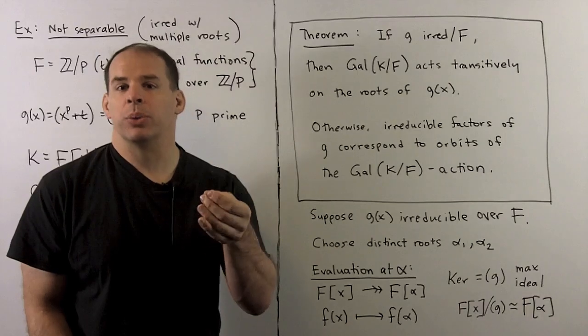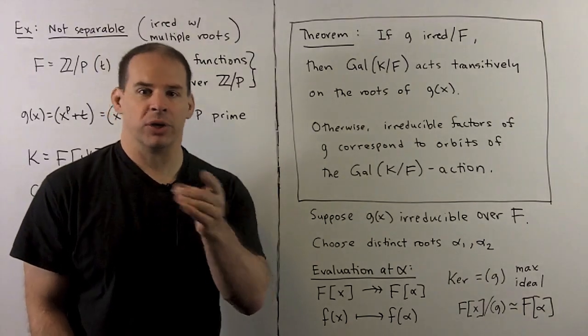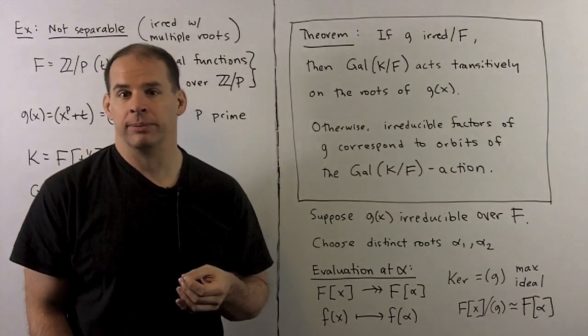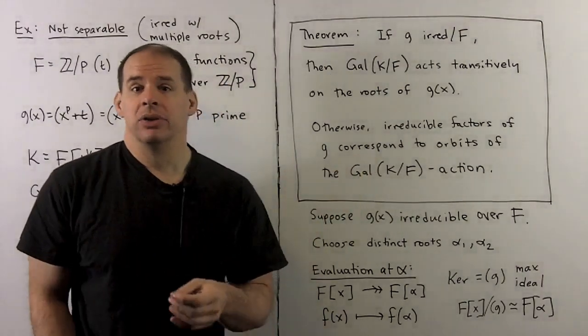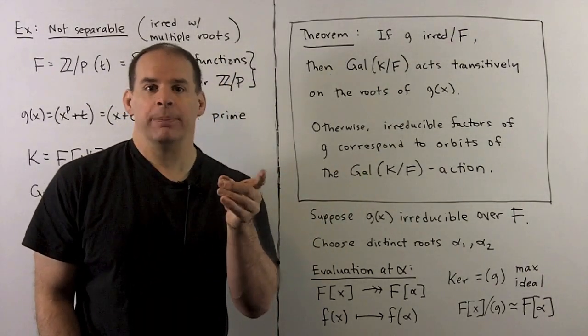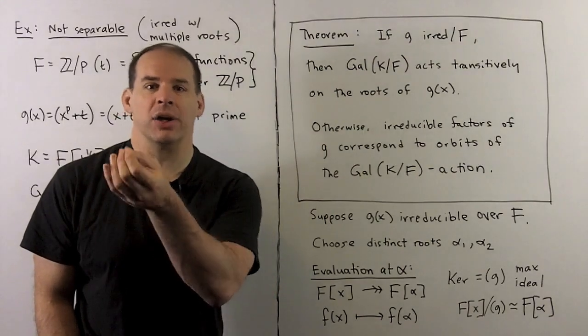Now, it's enough just to suppose G is irreducible over F. We could just be picking out a factor of G. Now, I want to show the action is transitive. So if I pick any two distinct roots of G, I want to construct an automorphism that carries one to the other.